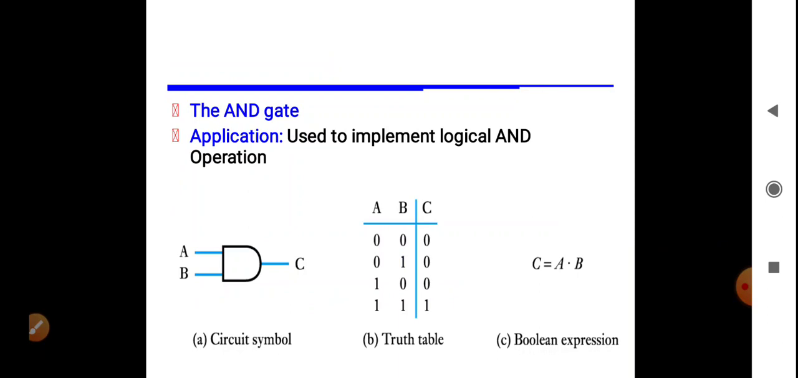From the truth table we are going to see the significance and the symbolic notation of each gate. The first gate is the AND gate. Whenever we represent any gate, the gate name should be written in capital letters. So AND is written in caps, and it is basically used to implement the logical AND operation. The AND operation is nothing but a dot operation.